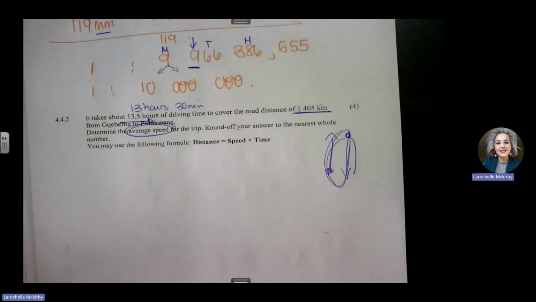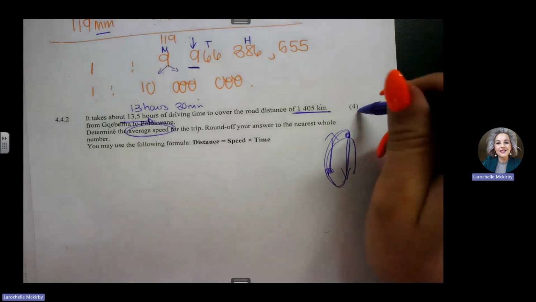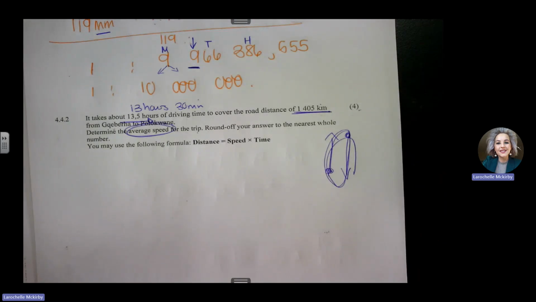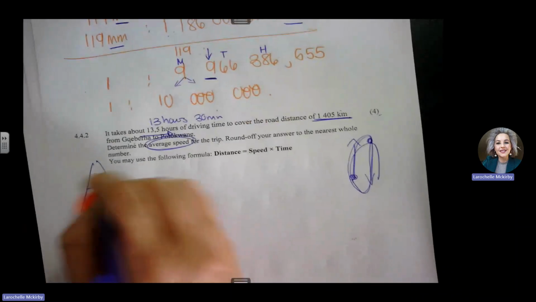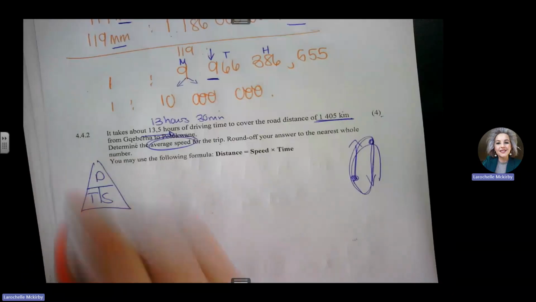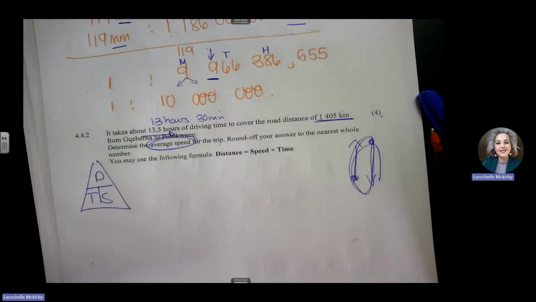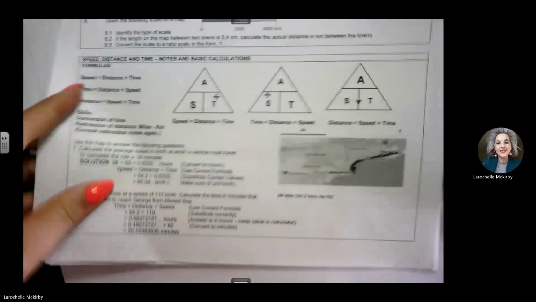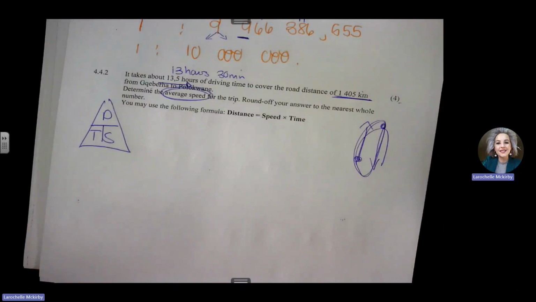Now they're asking you to round off your answer to the nearest whole number. But now I'm looking at the formula, and this is not the formula I want. I want the other formula. But the marks here will be allocated to me if I'm able to switch the formula to get another variable. So let's have a look at the triangle with distance, time, and speed. This is also very nicely done for you by Mr. Snyder in the package. Let's just have a look. Just make this a D for distance. There we go. Distance, time, and speed.